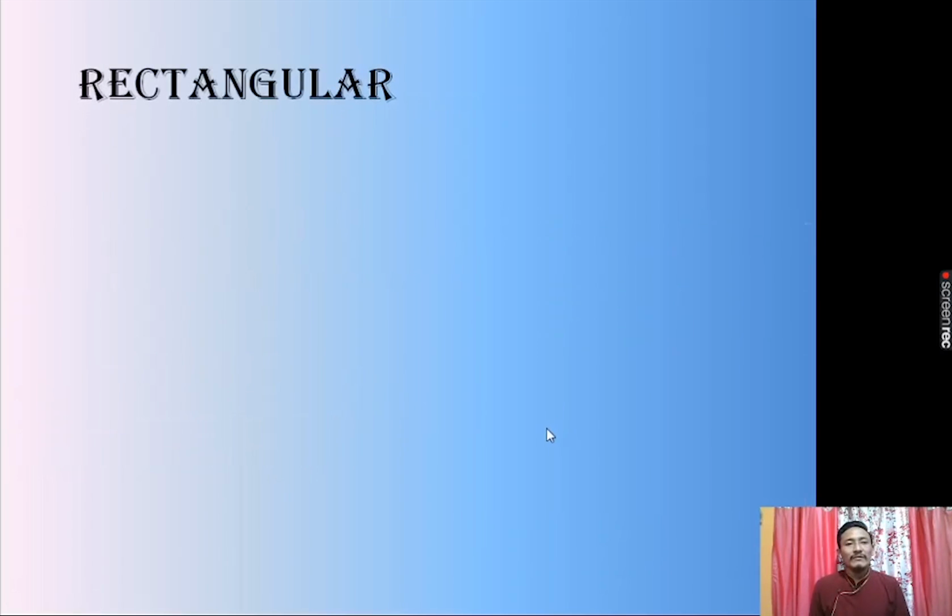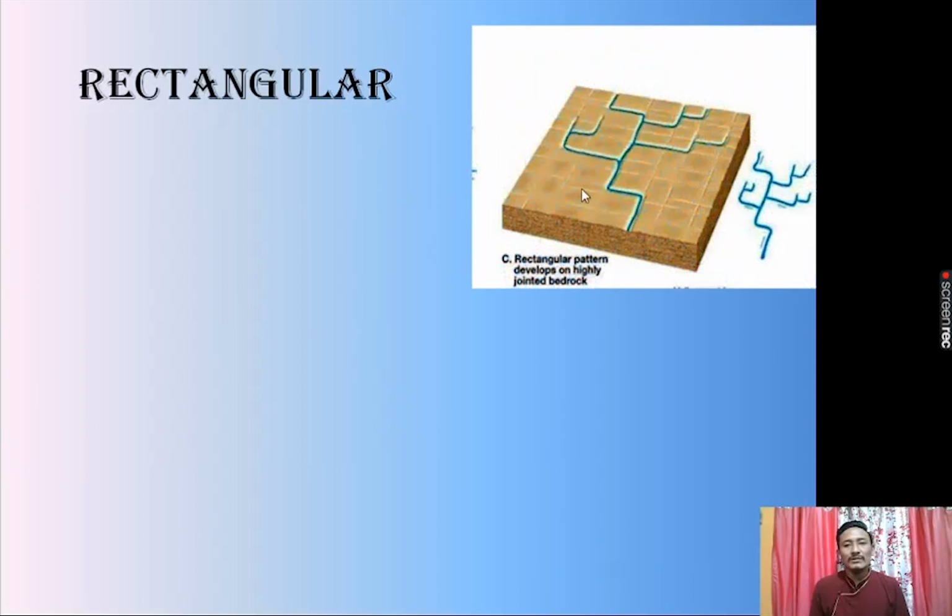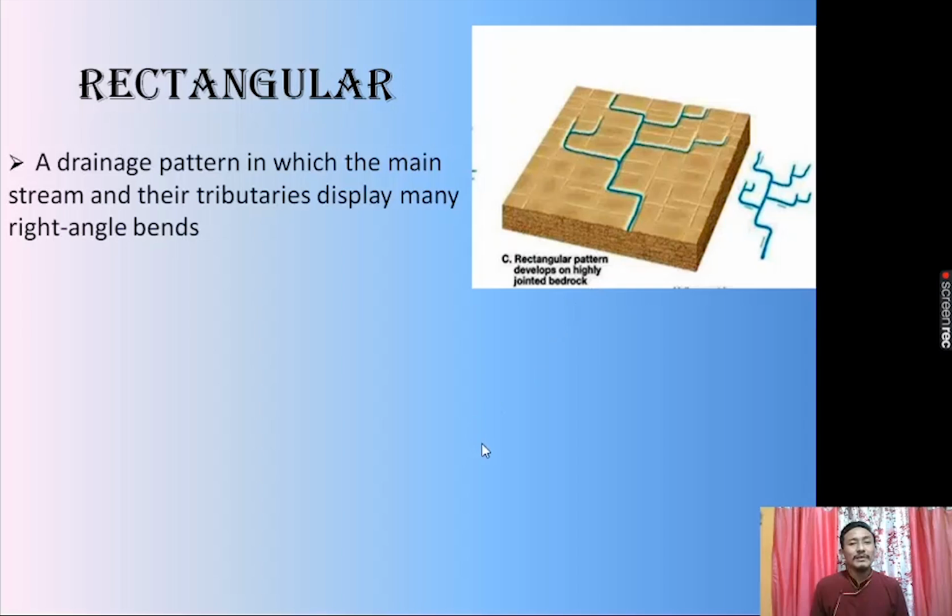After this we have rectangular. Here, as we can see from the picture very clearly, the streams get connected at exact right angles with the river. It is a drainage pattern in which the main river or the streams and their tributaries display many right angle bends. Here you can see very clearly there are lots of right angle bends. This kind of formation is called a rectangular pattern.